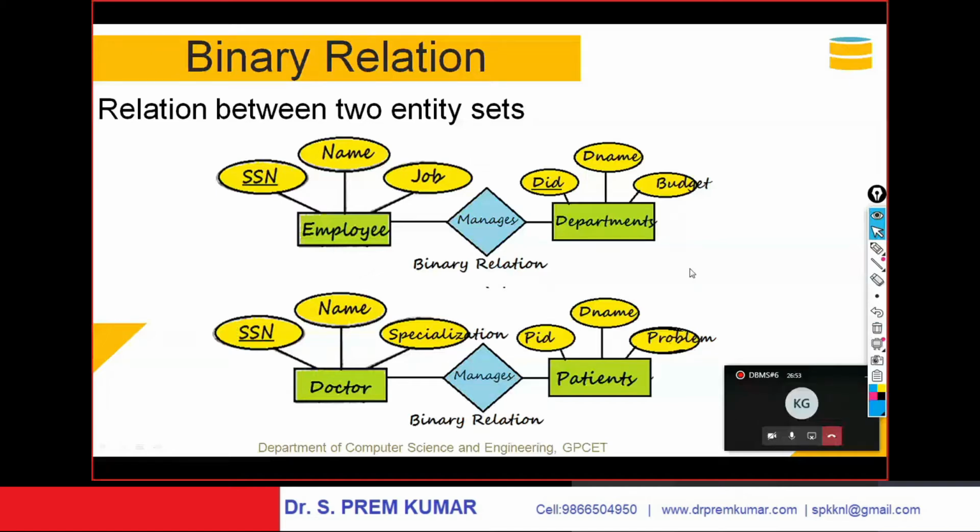You can take many examples. Here I take employee and department, doctor and patient. You can say lecturer, student, and so on. You can take n number of examples.